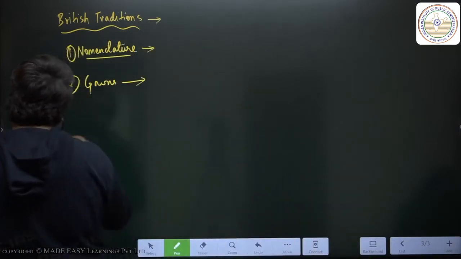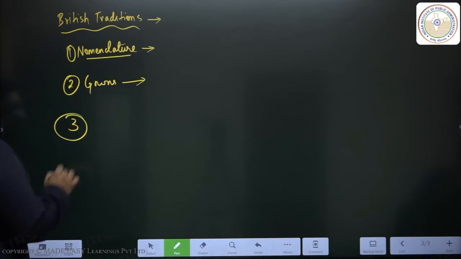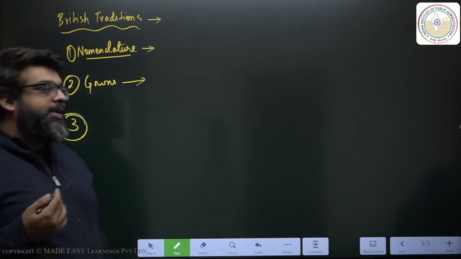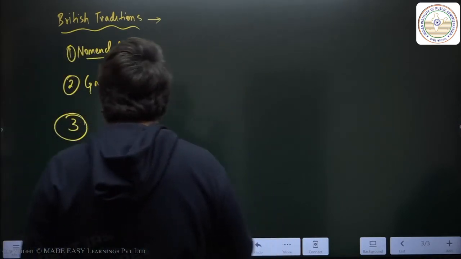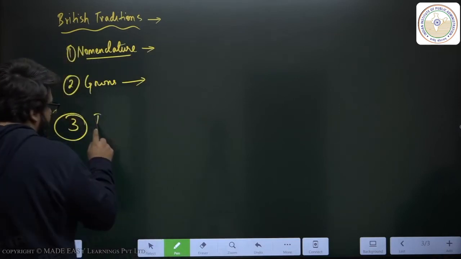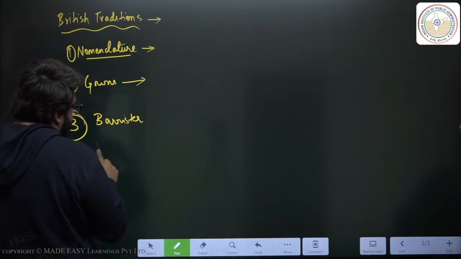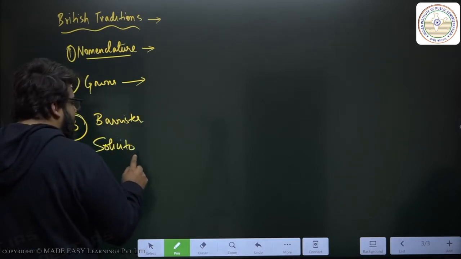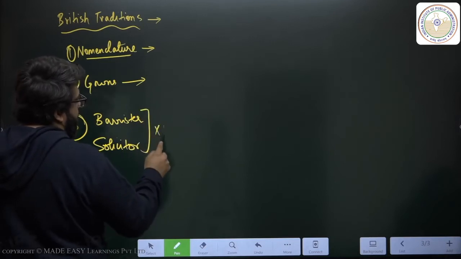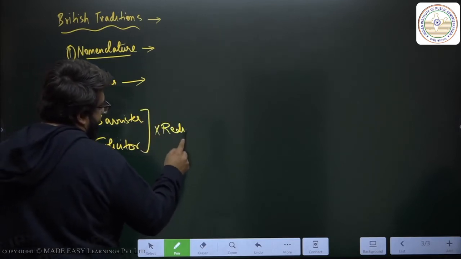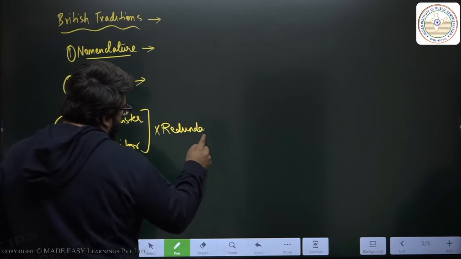Third. You would have heard of these two words. One is called a barrister, and the second is called a solicitor. Now, both of these words are no longer actually used in India. They are redundant now, but these are all British traditions.